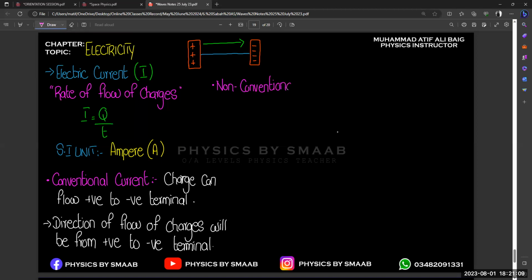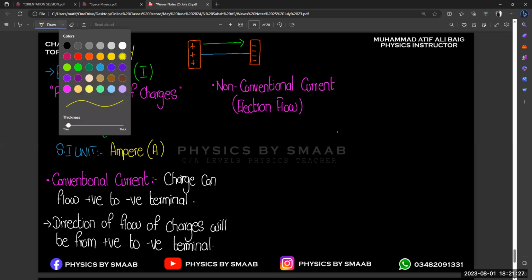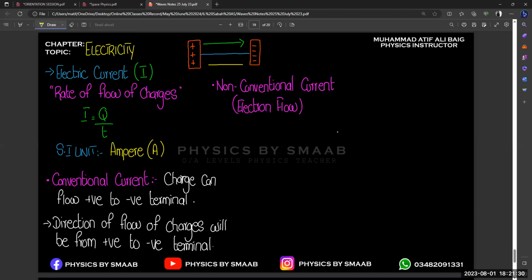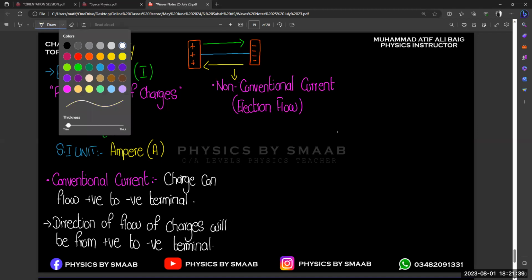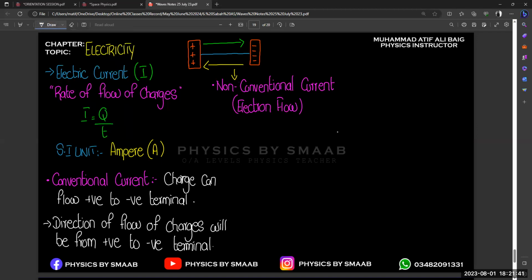Yep. So non-conventional current, or the second term that mostly we use, is known as electron flow. Because sometimes in the exam they ask you to draw the diagram or draw an arrow to show the direction of electron flow. So sometimes students get confused about what is electron flow. So this yellow line represents the direction of non-conventional current or electron flow. That is completely opposite to the conventional current.